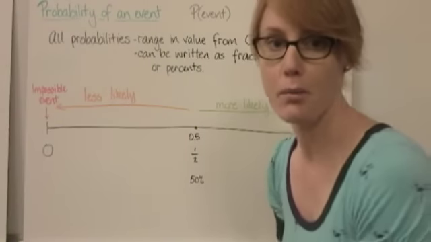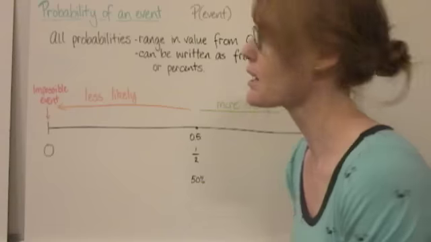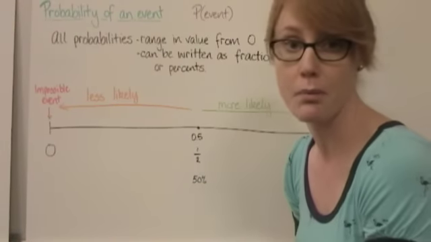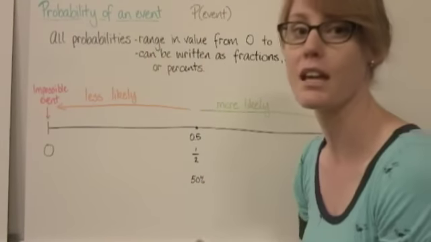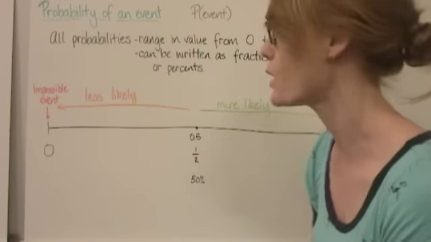When we talk about the probability of an event, we can abbreviate it, and you might see these in the problems that we do. P being probability, and event being the name that we give to the event that we are testing the probability for.